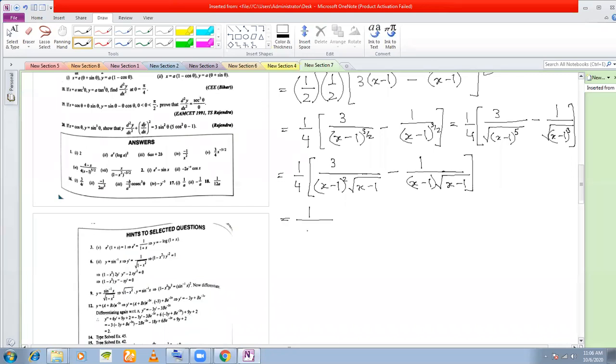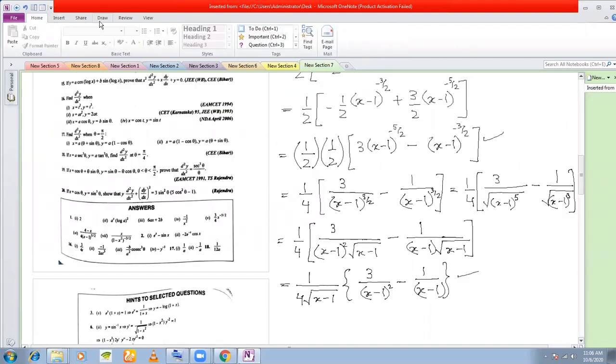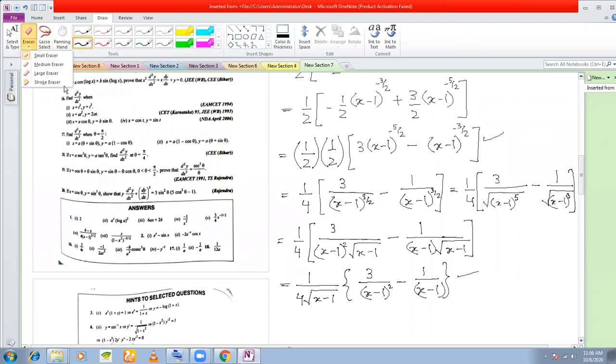So 1 by 4 root x minus 1. 1 by root x minus 1 you can take common. What are you left with? 3 by (x minus 1) whole square minus 1 by (x minus 1). If you want, you can take the LCM and simplify further, but this one will do. So this is how you find d2y dx2 for this. Let us proceed to the next one.